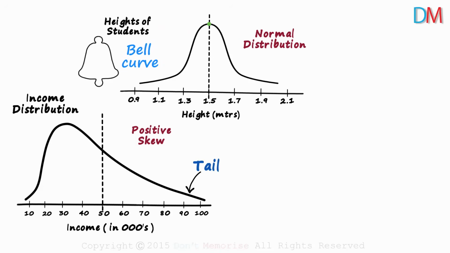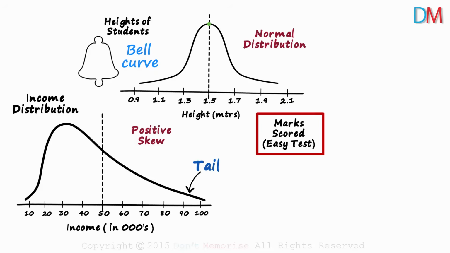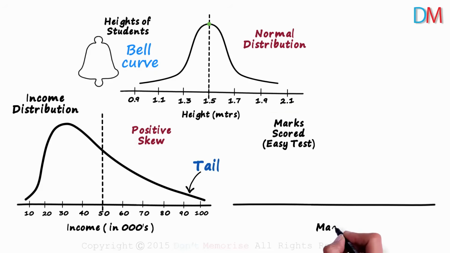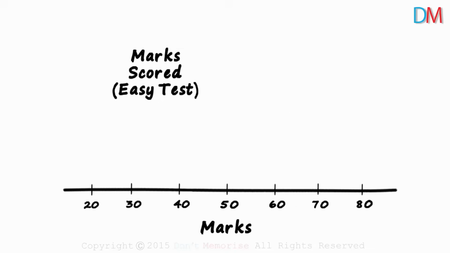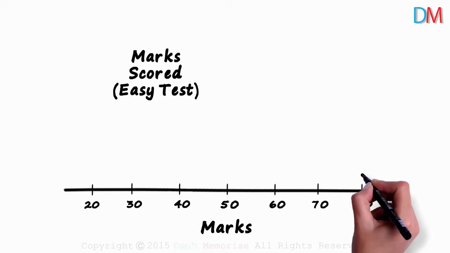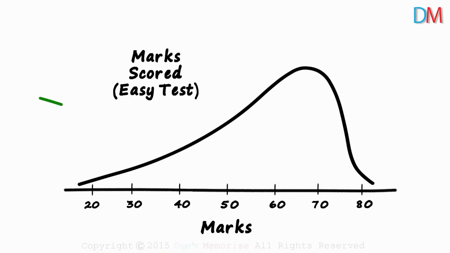Then what is negative skewness? To understand negative skewness, let's take a very simple example. We have the data of the marks scored by students in an easy test. Let the marks range from 20 to 80. We zoom in to understand the data we gathered. This time, the distribution looked something like this. This is the distribution of marks of students.